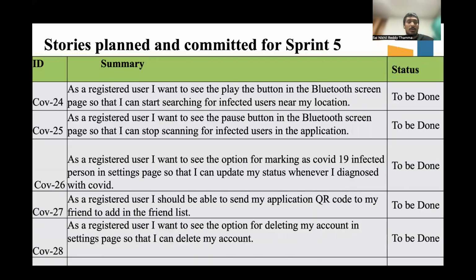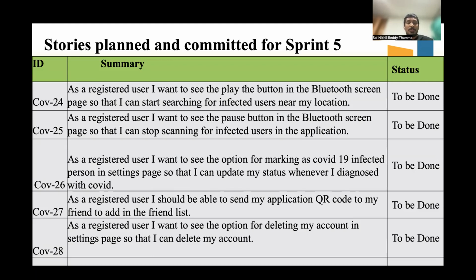So the story is planned and committed for sprint 5. In the first case, as a registered user, I want to see the play button in the Bluetooth screen so that I can start searching for infected users near my location. And as a registered user, I want to see the pause button in the Bluetooth screen so that I can stop scanning for infected users in the application.